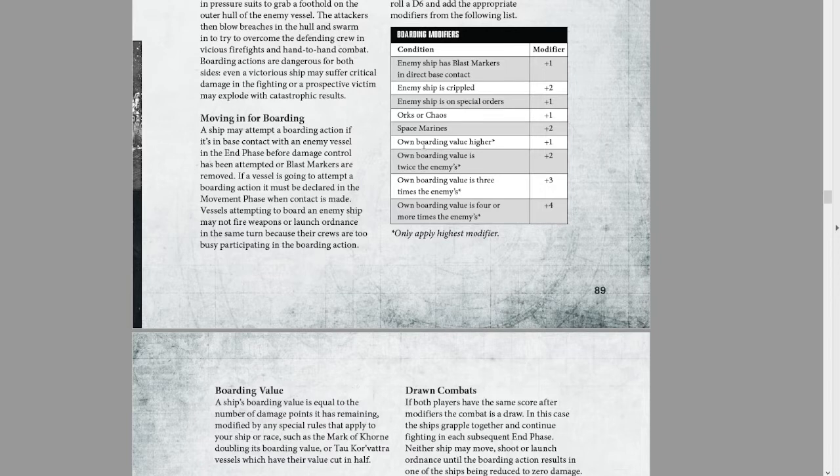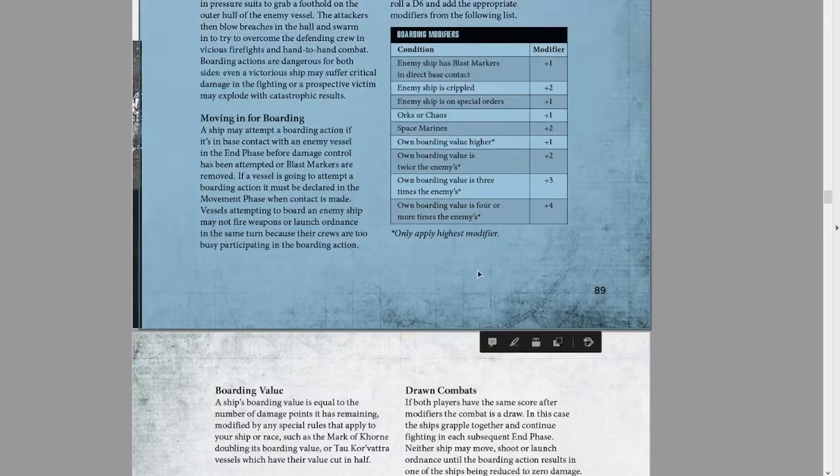Okay? So if I have boarding value of 10 and my enemy has a boarding value of 9, then I get +1. If I have 10 and they have 5, I get +2. If I have 10 and they have 2, then I'm going to be getting +4. As you can see, effectively, these benefits are only applied once. And it's always the highest one that you can achieve.